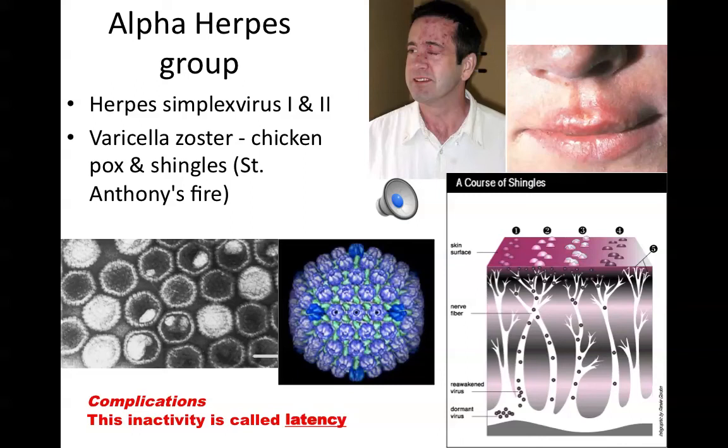Now, simplex 1 typically is found causing cold sores, and simplex 2 with genital herpes, but they're not mutually exclusive. You can find simplex 1 causing genital lesions. You can find simplex 2 infecting the oropharynx.